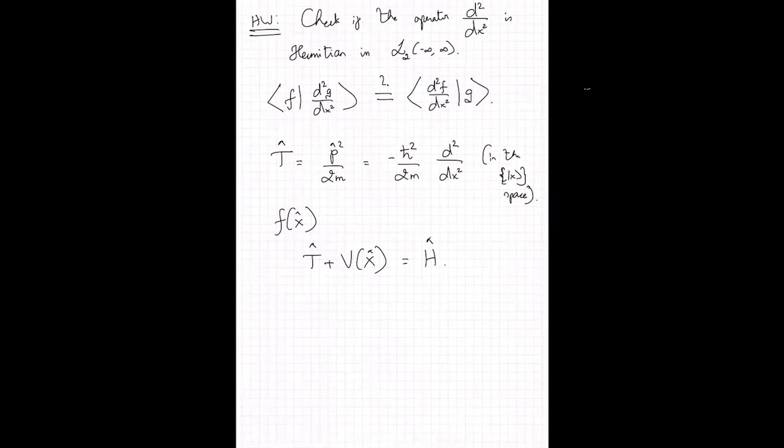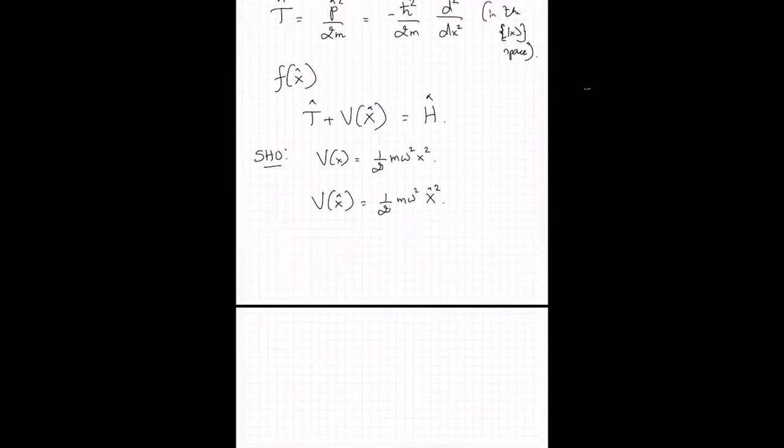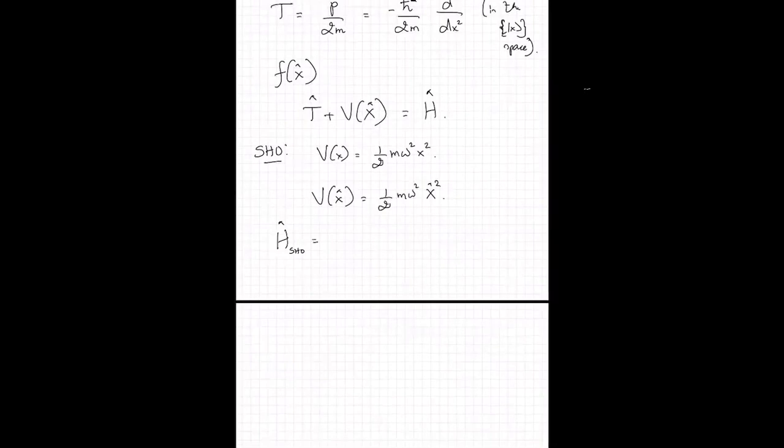Suppose you have a classical potential, for example, a simple harmonic oscillator. The classical potential of the simple harmonic oscillator is 1/2 m omega square x square. The corresponding quantum mechanical operator is obtained by replacing the x that appears here with the x operator. Which means the Hamiltonian for a simple harmonic oscillator in quantum mechanics would be given by p square over 2m plus 1/2 m omega square x square. Okay, that is how we construct operators in quantum mechanics.